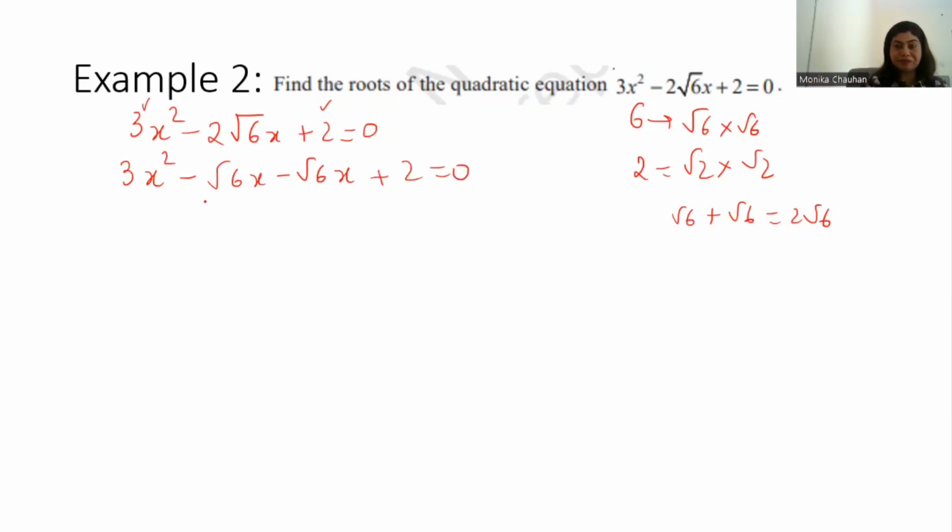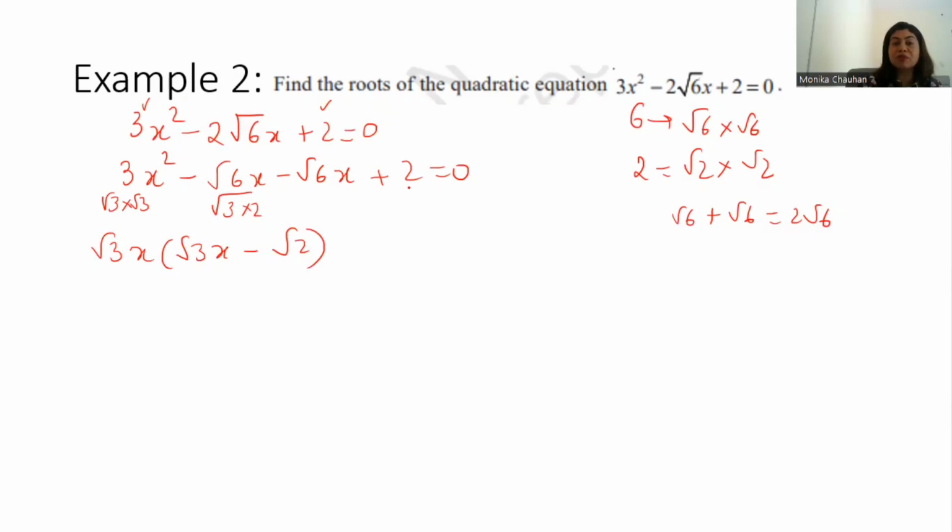Now, what is common? As I told you, 2 can be written as root 2 into root 2, and 3 can be written as root 3 into root 3. So what is common between both? At least root 3, because root 6 can be written as root 3 into root 2. And there is x. So root 3 is outside, and 1, 3, root 3 will come inside. And minus root 2, because root 3 is out.